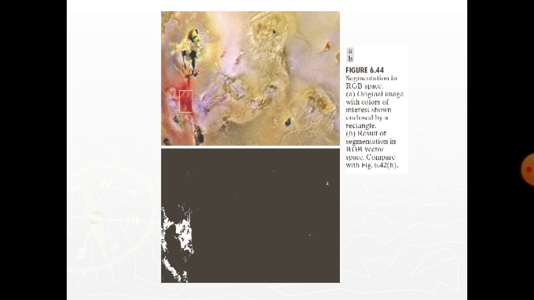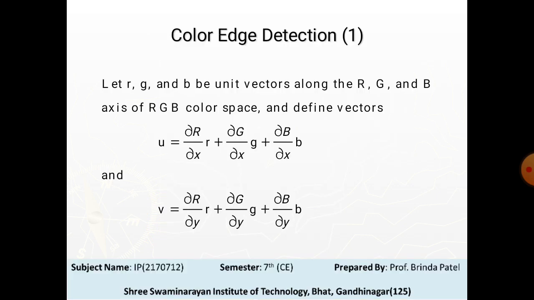So the result of coding each point in the entire image as white if it was on the surface or inside the box, and black otherwise, is shown in figure B. So here we can see the black and the white portion. Now let's see about color edge detection.